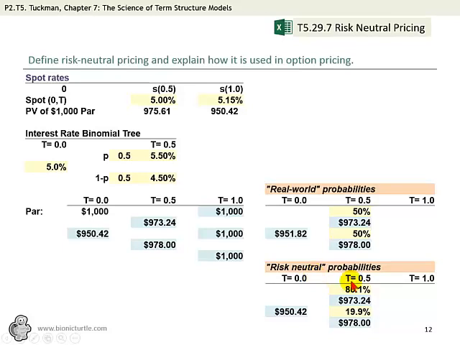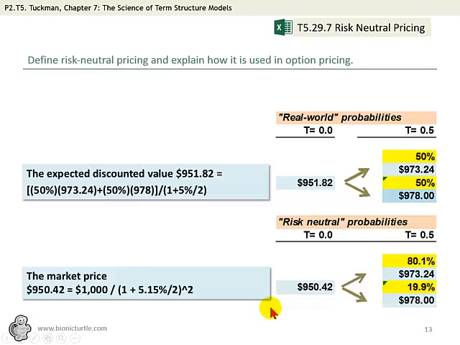Under the theory that these probabilities reflect where we end up, they really make us neutral with respect to our risk preferences. So again, here with 50/50, we have the so-called real-world probabilities where the expected discounted value is 951.82. But because the market price is 950.42, the risk-neutral probabilities are modified. So we really solve for them in order to get a price that matches the market price.